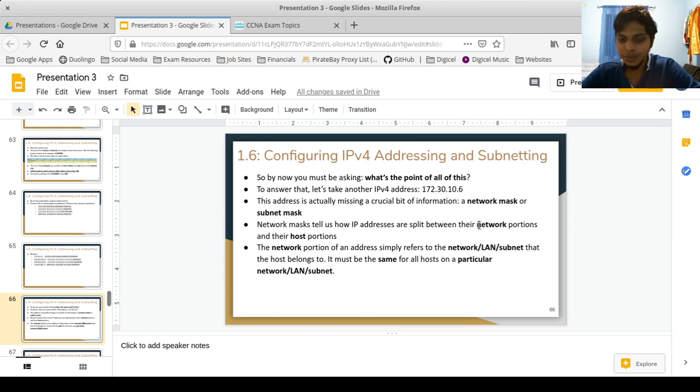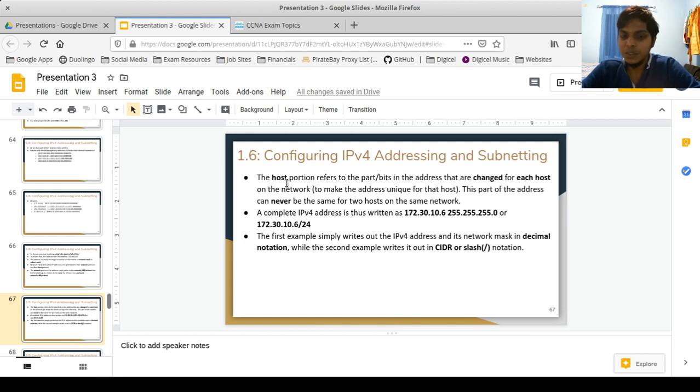Whereas the host portion refers to the bits in the address that are changed for each host on the network in order to make that address unique for that host. This part of the address can never be the same for two hosts on the same network. So remember we said for the network portion it stays the same, so it's the opposite for the host portion. For the host portion it changes, just to make sure that all IPv4 addresses are unique.